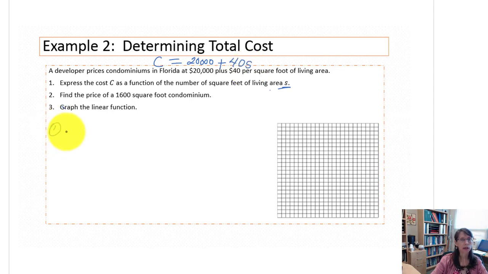So when it comes to writing our equation, we always want to be thinking about y equals mx plus b if it is a linear function. And we do have that linear function. So instead of y, we're using C to represent the total cost, m, or slope, multiplied by x, that's our 40S term. So 40S, and our plus b is the 20,000. So if we write this with function notation, cost is a function of the square footage.